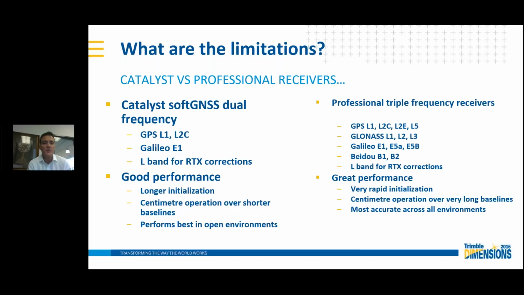And on the other side of the slide, we've got professional triple frequency receivers, and this would be all manufacturers: GPS L1, L2, L2E, L5, GLONASS, Galileo, Beidou, and L-band for RTX. We would consider all of these receivers to give great performance, very rapid initialization time, and centimeter operation over longer baselines. So with the professional solutions you're using today, you're going to have a centimeter in the horizontal plus 1 part per million, so 1 millimeter for every kilometer you're away from the base. Probably half that accuracy in the vertical. And really, we can use them across all environments. We can use these receivers down to -20 now. Most data collectors that we're using are submersible, so very waterproof, very dustproof. So that's the difference that we're looking at.